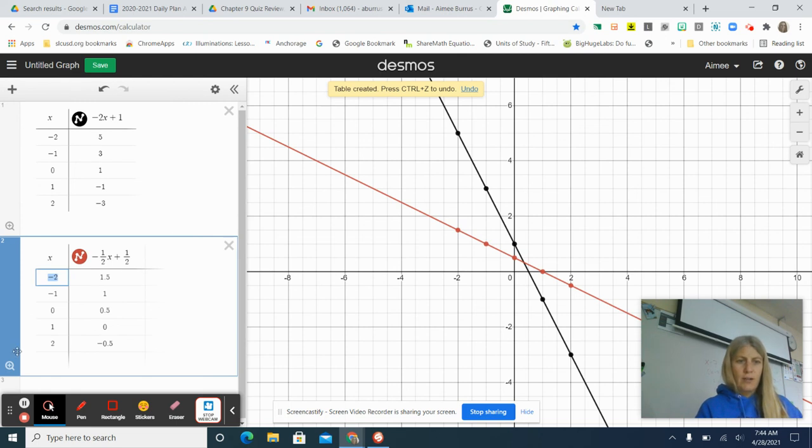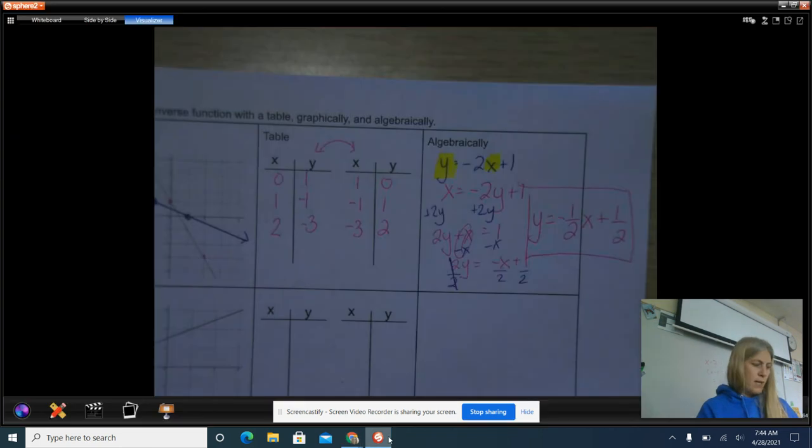Our 0, 1 turns into 1, 0. And you can type those in by putting the other ones in the side. Our -3, 2 becomes 2, -3. Okay, let's go ahead and look at our next one here.